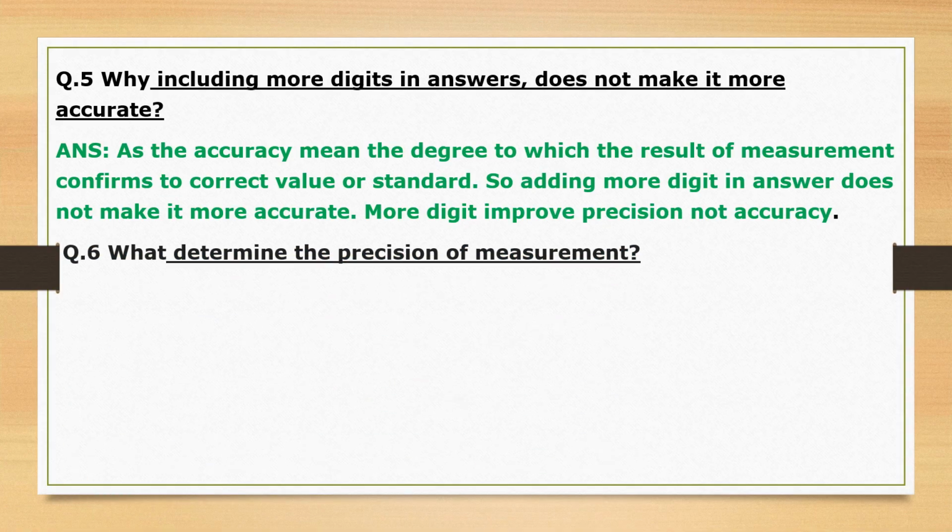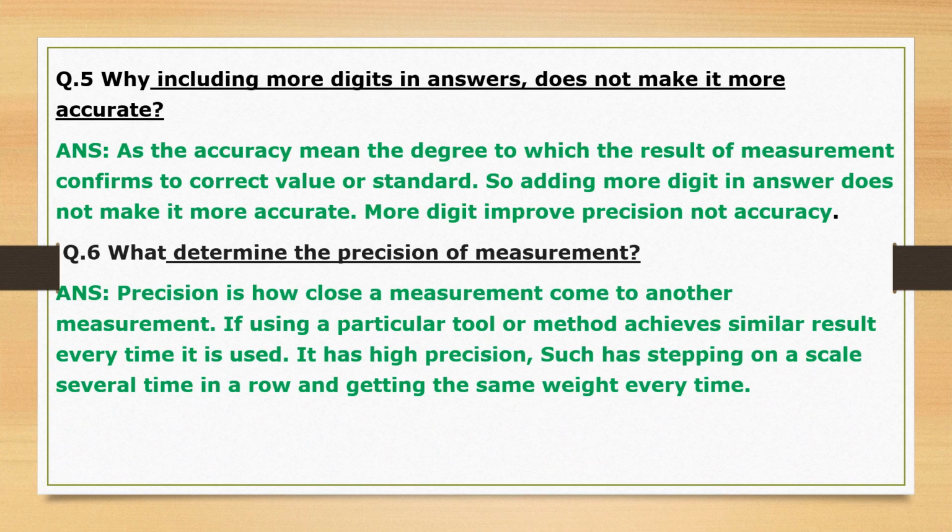Question number 6 is, what determines the precision of a measurement? The precision of a measurement basically tells us how close a measurement comes to another measurement. If using a particular tool or method achieves similar results every time it is used, it has high precision, such as stepping on a scale several times in a row and getting the same weight every time.